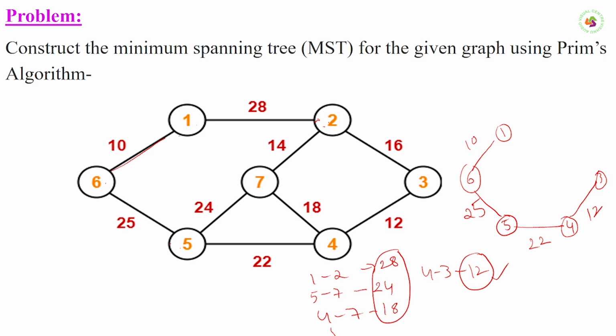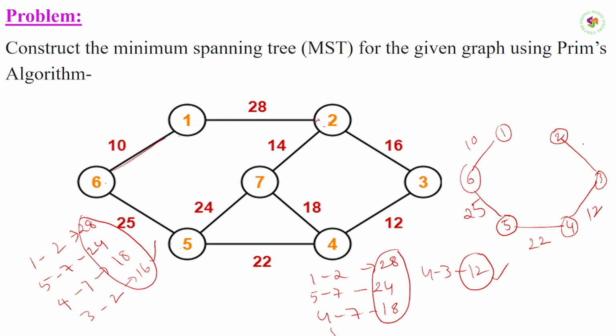Yes. Now again here 1 to 2 with 28. Again 6 already completed. 5 to 7 with 24. 5 to 4 also completed. Then 4 to 7 with 18. Next 3 to 2 with 16. Again among all these 4, you have to select the minimum, that is 16. So connect 3 to 2 with 16.